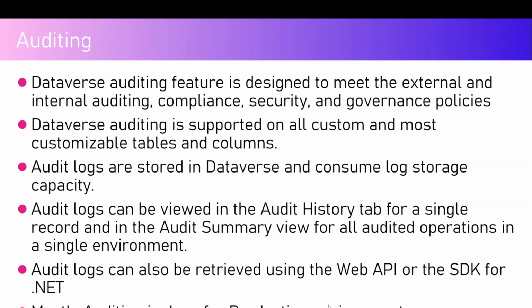Auditing. Why is auditing required? Auditing is basically designed to meet external and internal auditing capability. It allows you to set up compliance, security, and governance policy. Many government organizations like federal government, state government, local government, and many other commercial organizations are required to undertake some sort of auditing capability within their environment, like what is happening within their environment when they use some applications.